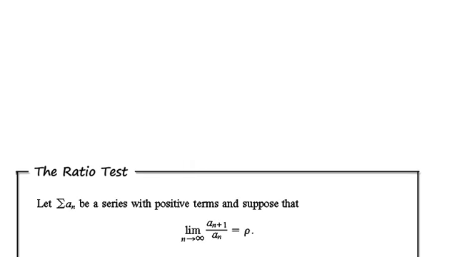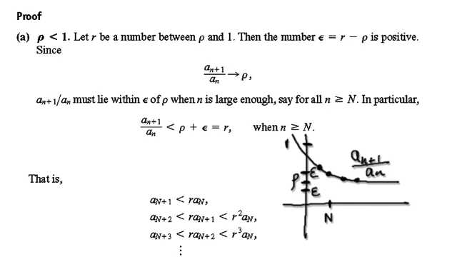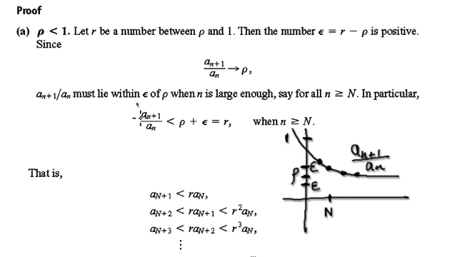Following on from some of the early videos, we got to this stage here, where for all small n beyond capital N, it must fall within this interval here. So this level here is your limit, your rho.